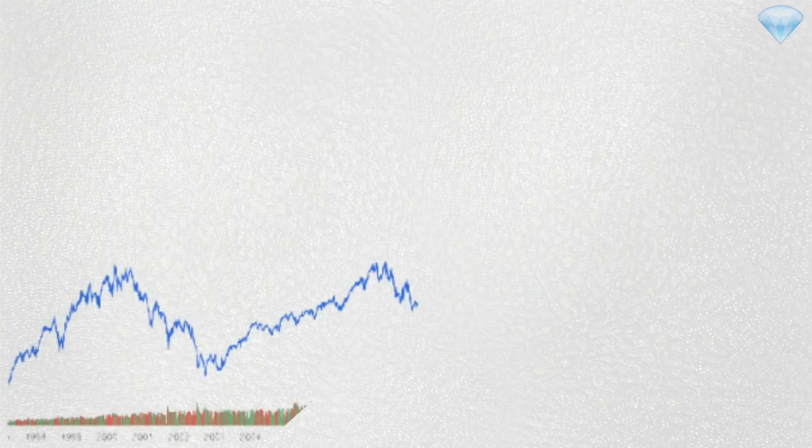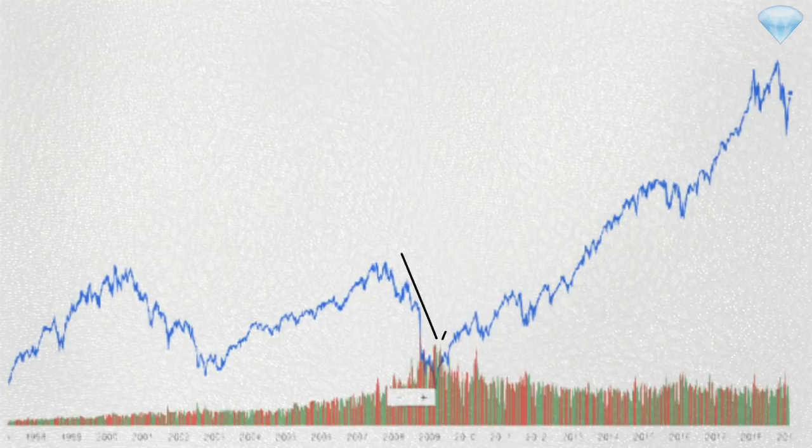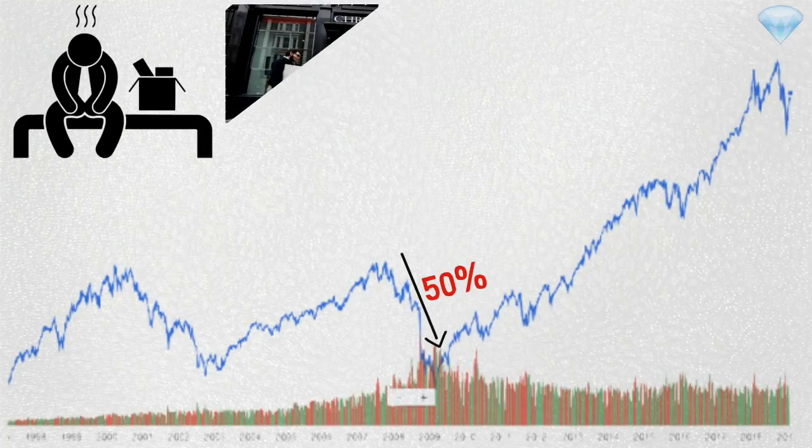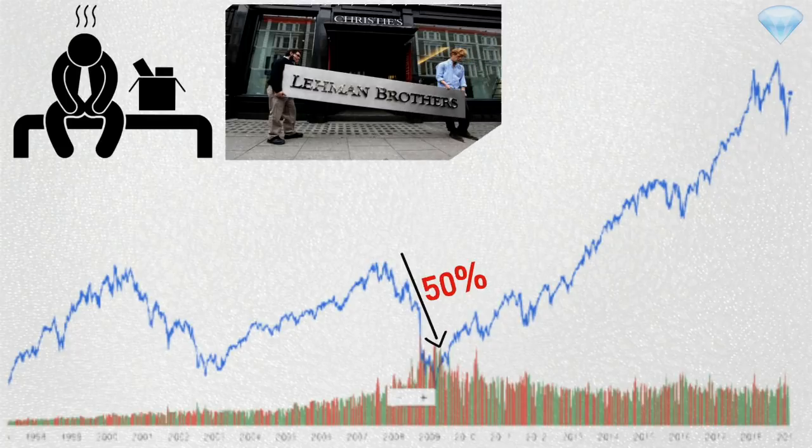In 2008, when the housing bubble burst, the S&P 500 lost half of its value. The unemployment rate doubled, several investment banks were forced to disclose or merge in order to survive, and millions of Americans were foreclosed on and lost their homes.